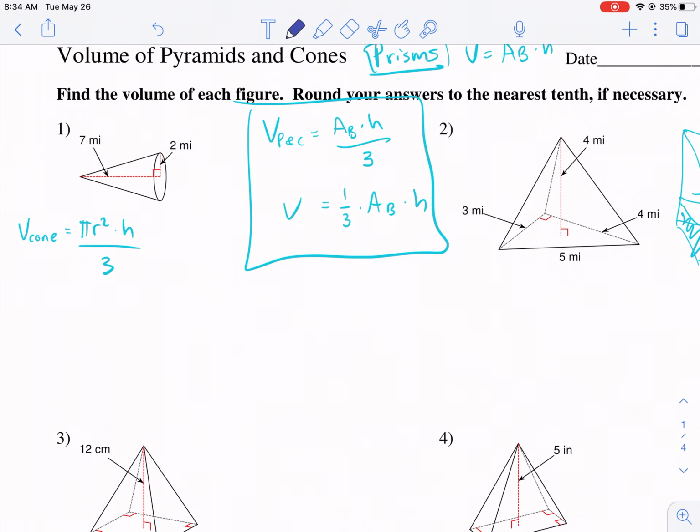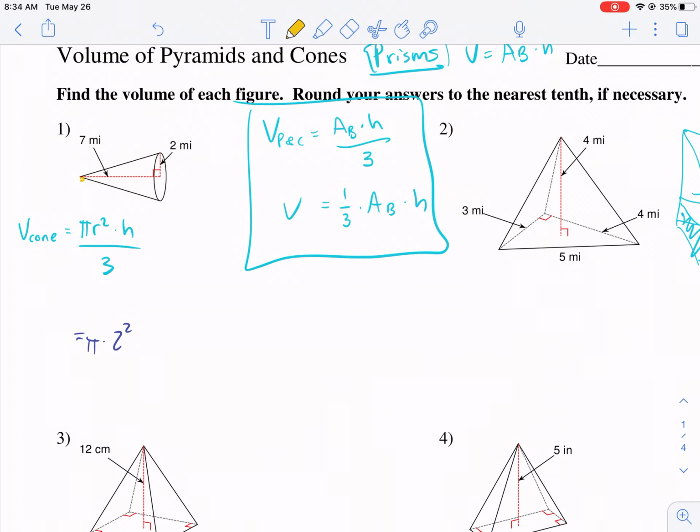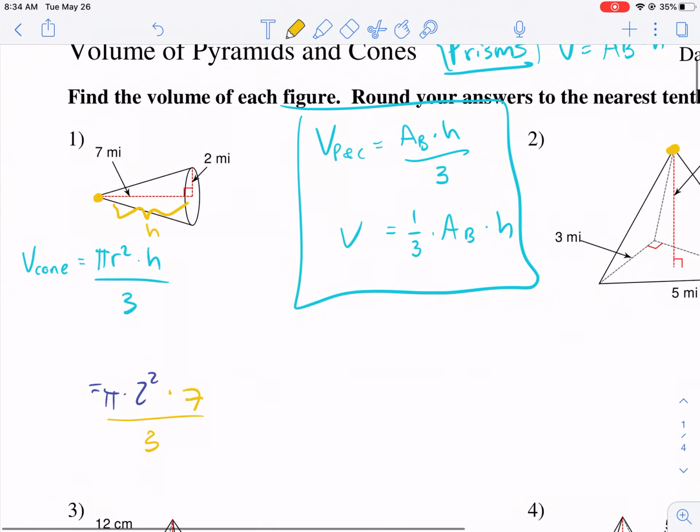We have a cone here, and so we just need to plug in our radius, which is 2 squared, times pi. Our height is the distance to the vertex. So here's our vertex, the top point, and the distance between is the height. So that's our height. We multiply that by 7 and divide by 3. So we have 4 pi times 7 divided by 3. That's 28 pi divided by 3.